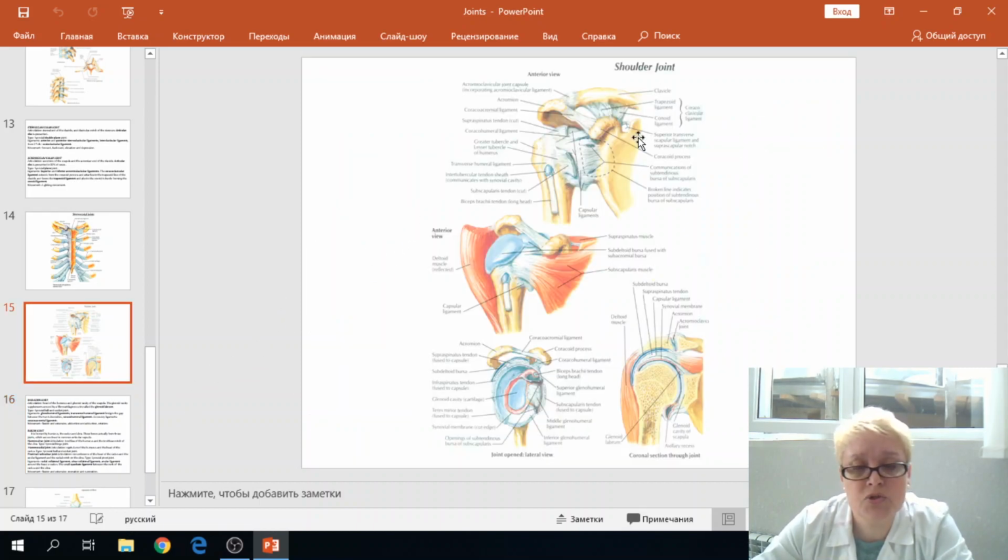So this one is the shoulder joint, this one is the head of the humerus, and this one is the glenoid cavity. This one is the glenoid labrum, and the ligaments we can see here. This one is the glenohumeral ligament, which is a capsular ligament. This is the coracohumeral ligament, and this is the coracoacromial ligament. And this one is the transverse humeral ligament, which holds the tendon of the biceps muscle, which is surrounded by the synovial sheath.